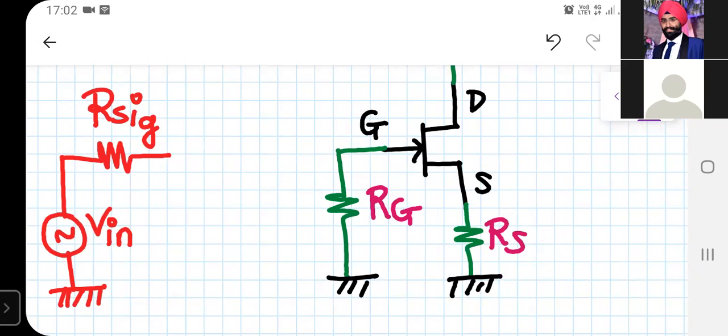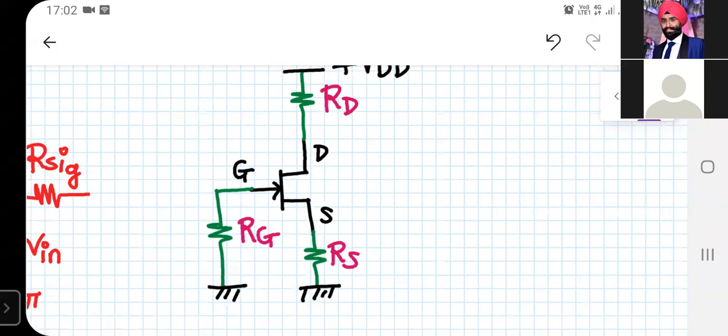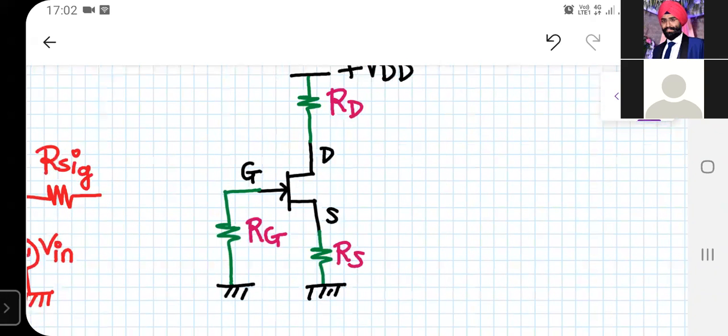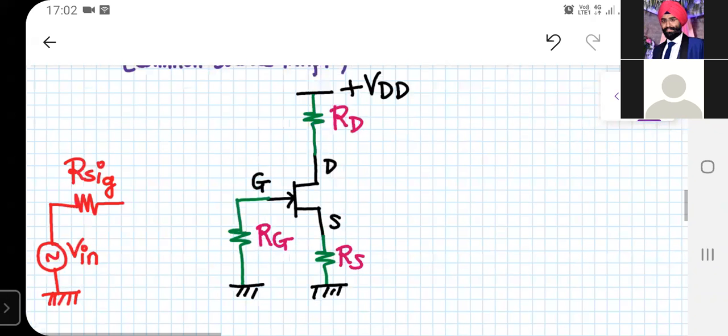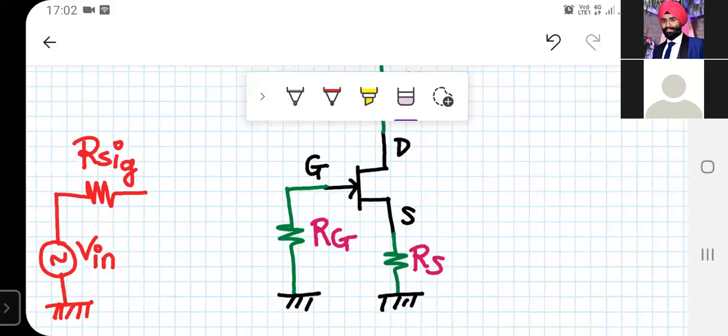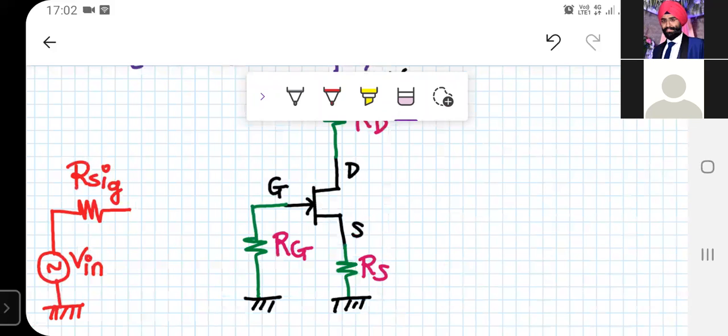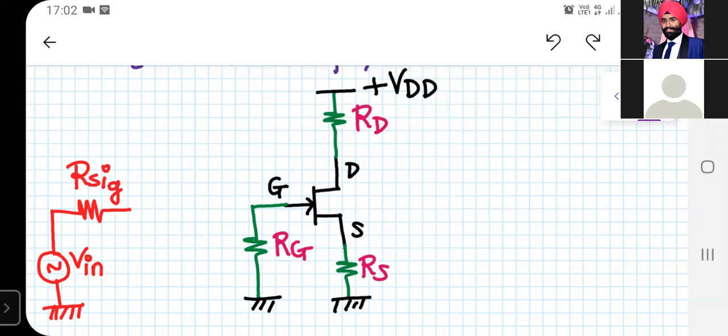Okay, and मेरा output कहाँ पे connect करोगे? Output I will connect from the drain terminal. I will also tell you why this is called a common source amplifier. Acha, I have to connect my AC, but can I connect my AC directly to the gate? Yes or no? Or will that be a problem? Should I directly connect this source to the gate terminal? No, I cannot do that.